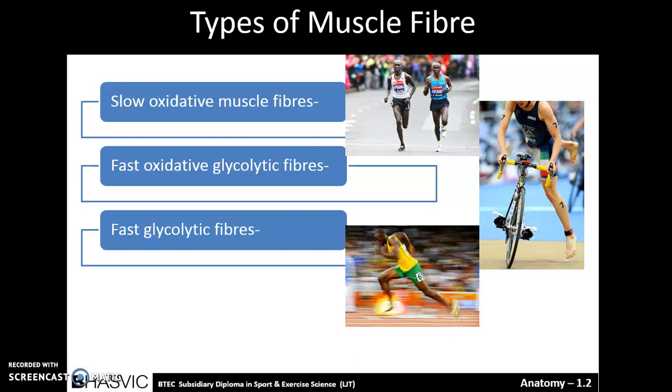Fast glycolytic fibres are used for only short and powerful events, for example the hammer throw or sprint 100 meters. This is because they have a low fatigue resistance as it produces lactic acid. However, they are used for power events as they have a fast contraction speed due to their neuron diameter.